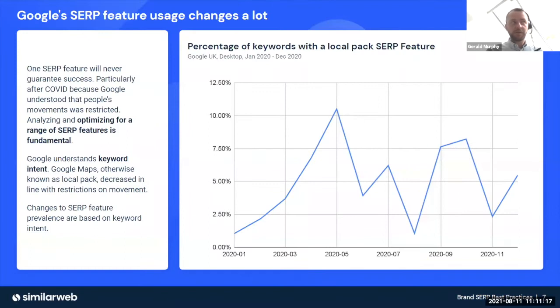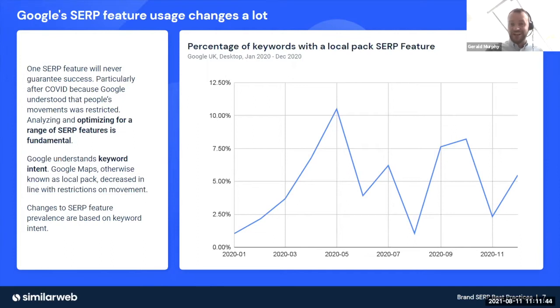Now, again, the one thing to note is that actually SERP features themselves change a lot. But crucially, and going back to a point we made around the Olympics, Google knows what's going on today. And it actually gets keyword intent incredibly well. So what you can see in this chart is the percentage of keywords that have Google Maps on them for Google UK on desktop across January 2020 to December 2020.